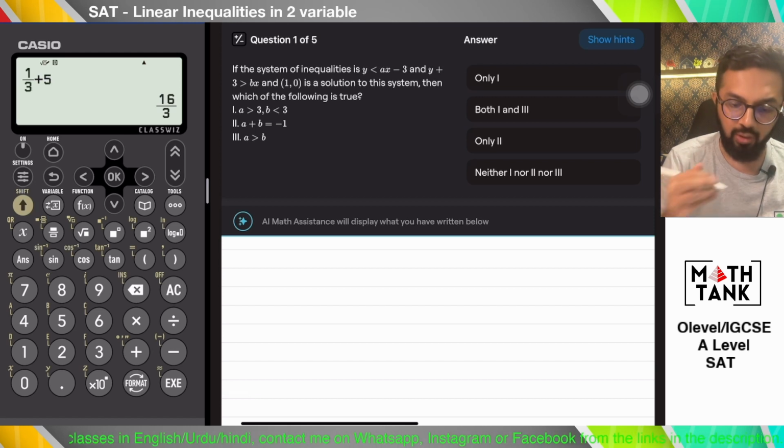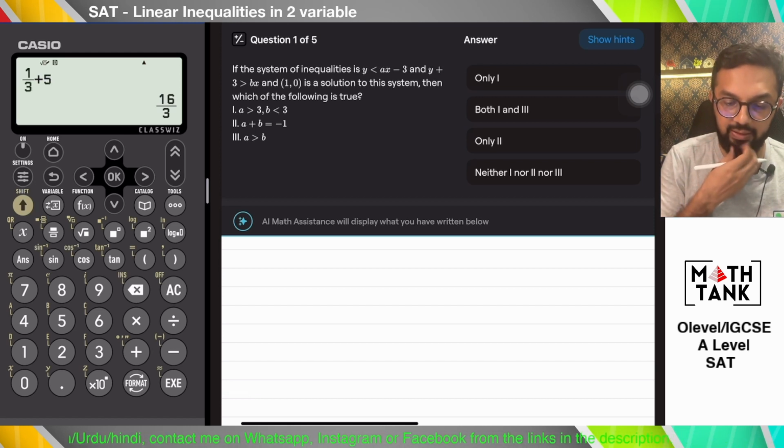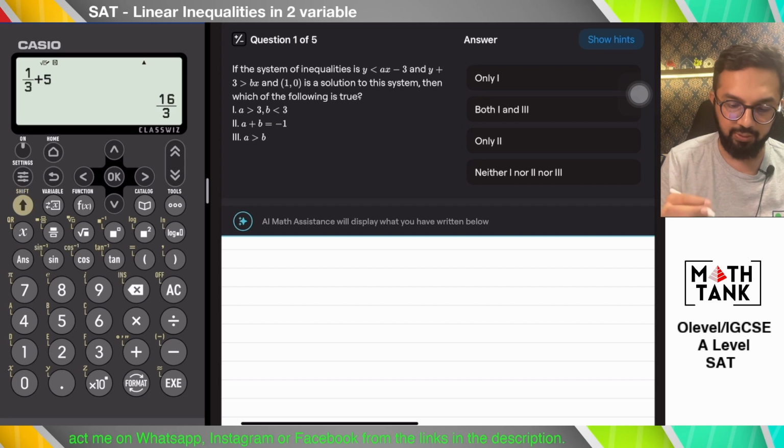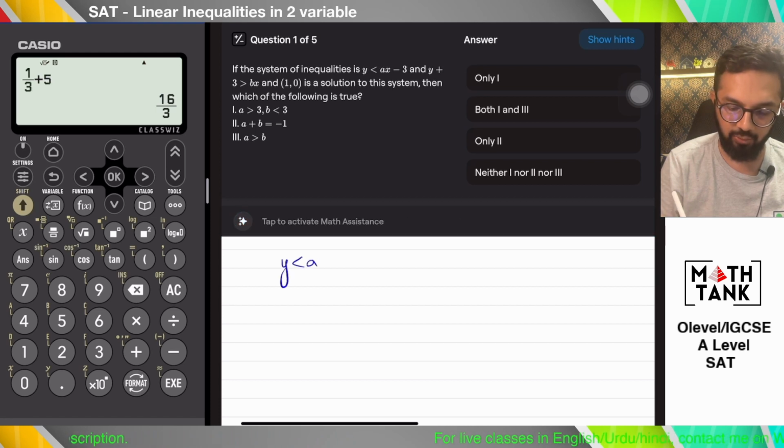It says if the system of inequalities y is less than ax minus 3 and y plus 3 is greater than bx, and 1, 0 is the solution to the system, then which of the following is true? Okay, let me just write that down. It's a long question.